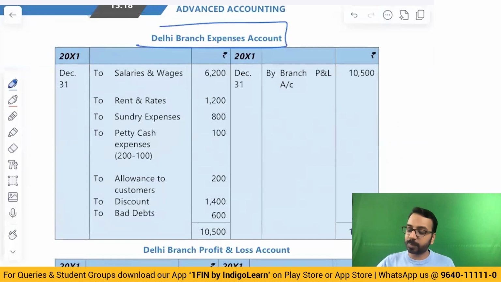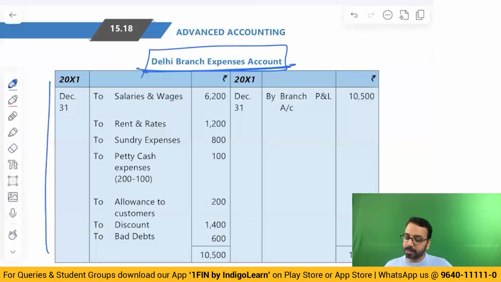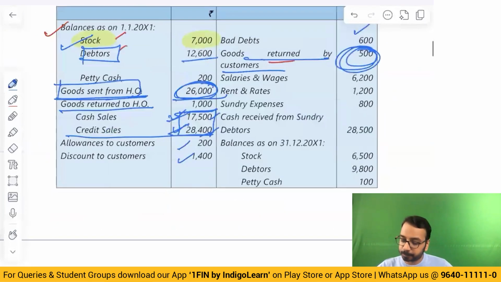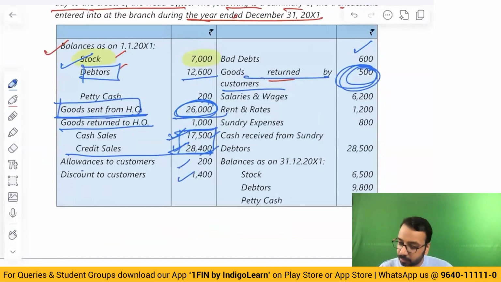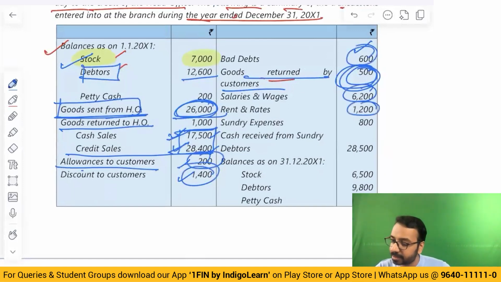Then branch expenses account. Trading account or the branch stock account is your trading account. This is kind of your branch expenses account. That is the P&L part. Okay. Now, what do we capture here? All the expenses. So what are the expenses? Allowances to customer, 200, this is an expense. Discount to customer is an expense. Bad debt is an expense. Salary and wages, rent and rates, sundry expenses, all of these are expenses. And petty cash opening balance is 200. 100 is the closing balance. This 100 is also an expense.